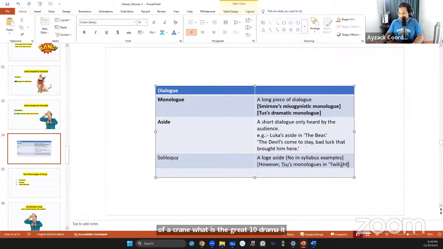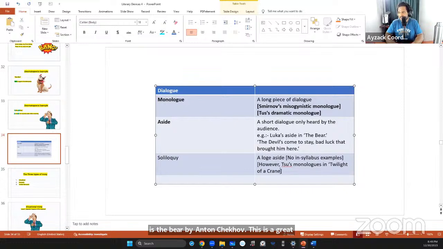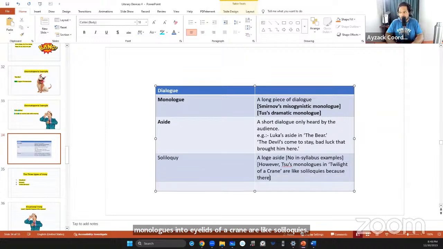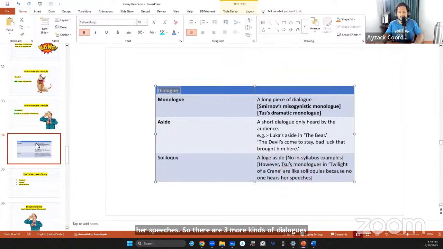Hell yes. This is a grade 11 drama, Twilight of a Crane. Sue's monologues in Twilight of a Crane are like soliloquies, because there is no one left, because no one hears her monologues. No one hears her speeches. So there are 3 kinds of dialogues. We have monologue, we have aside, and we have soliloquy.